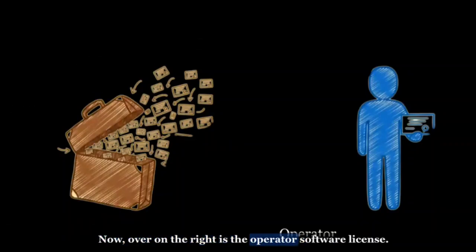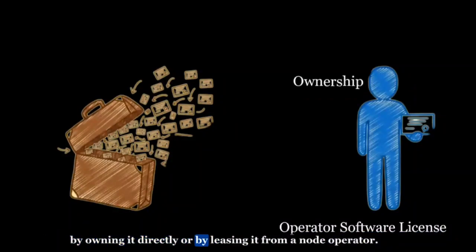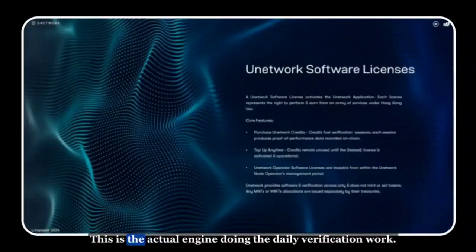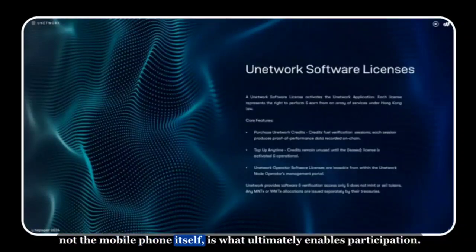Now, over on the right is the operator software license. A licensed operator participates by running just one of these licenses, either by owning it directly or by leasing it from a node operator. This is the actual engine doing the daily verification work. Look at how this core principle anchors the whole shebang. The software license, not the mobile phone itself, is what ultimately enables participation.